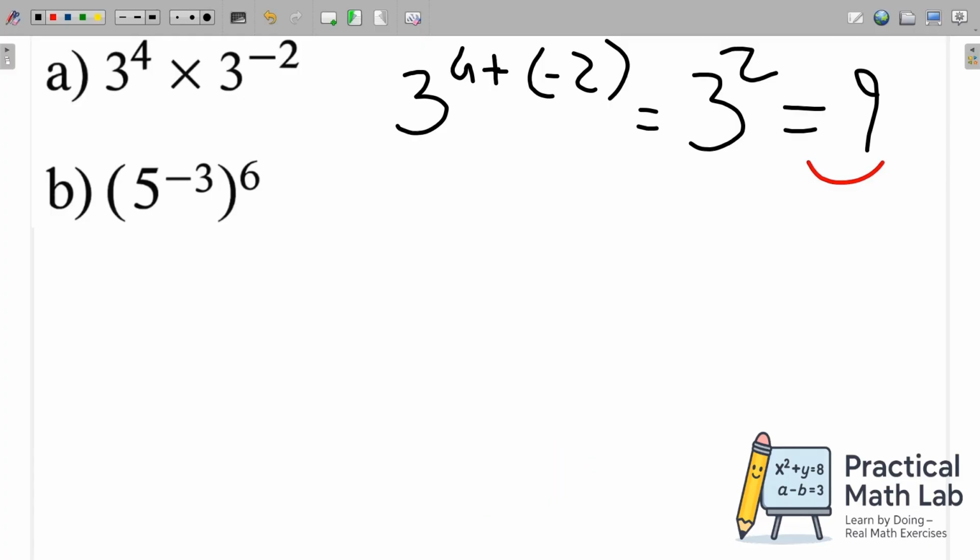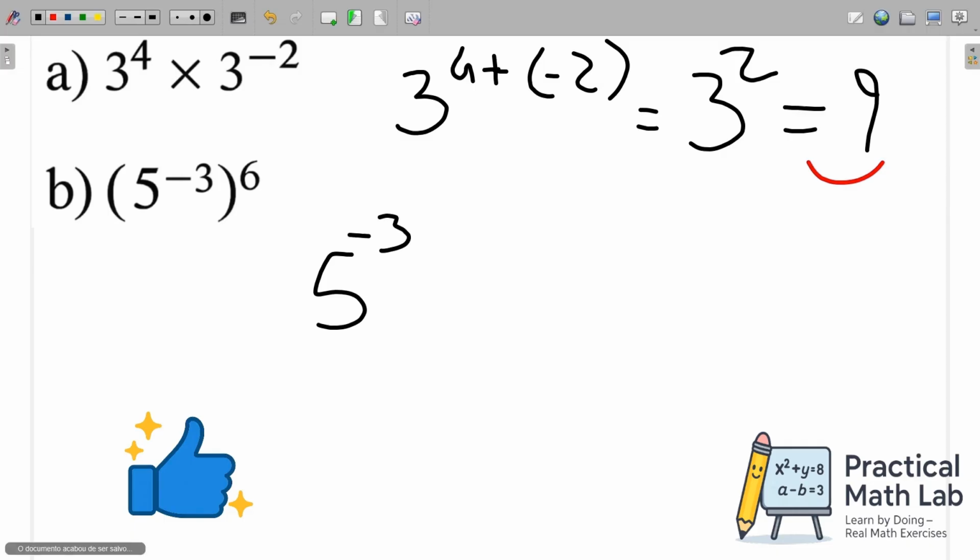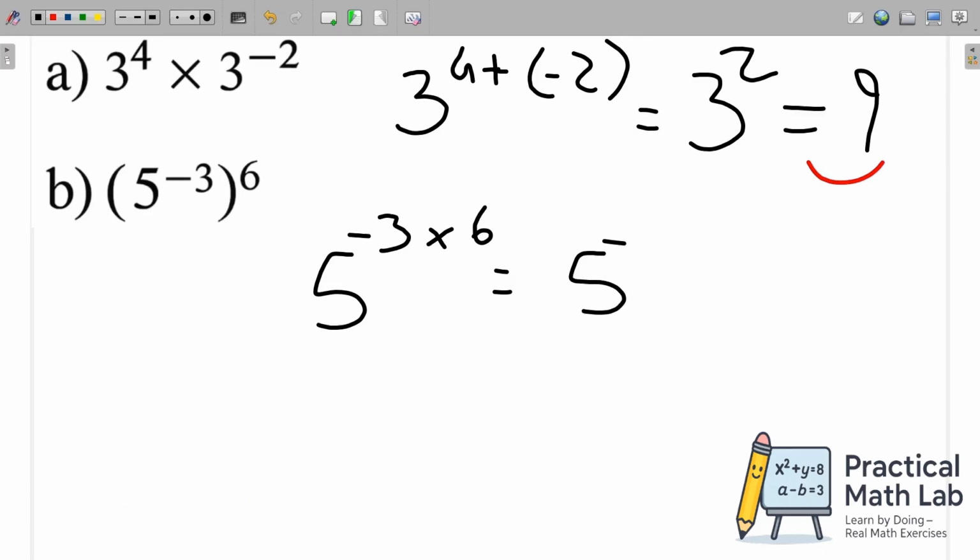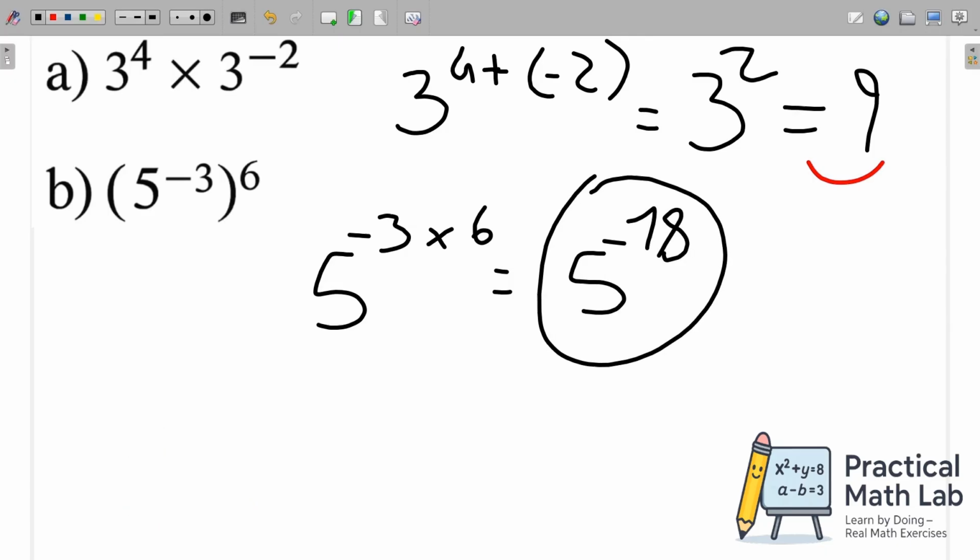Letter B. What's the rule? Power of a power. We just multiply the exponents, so it's 5 to the power of negative 3 times 6, which equals 5 to the power of negative 18. That's the answer in a practical and straightforward way.